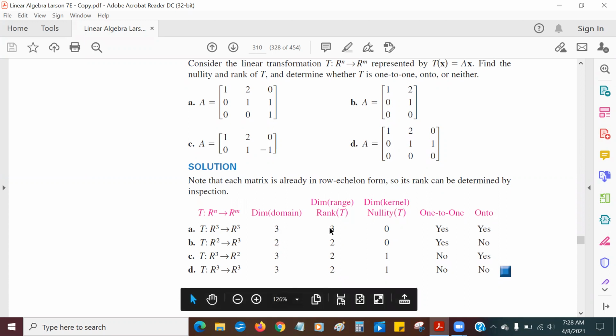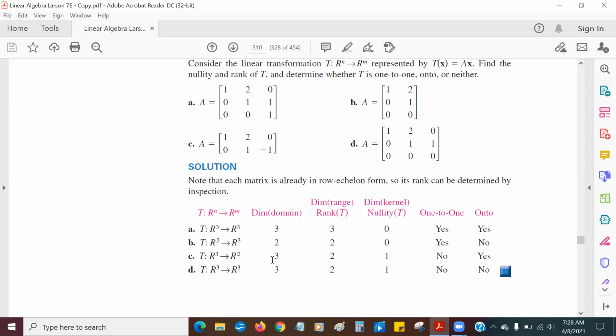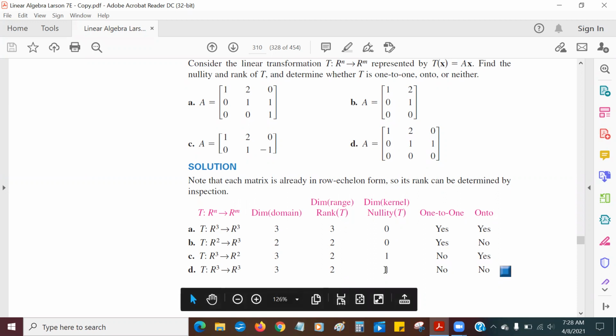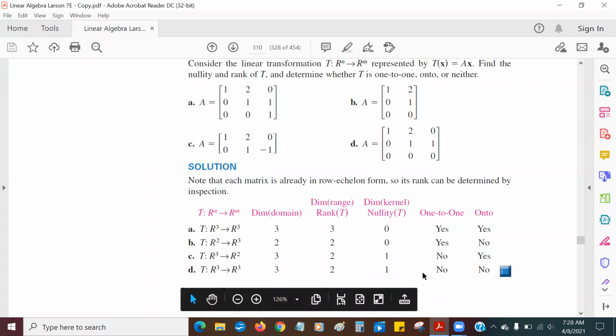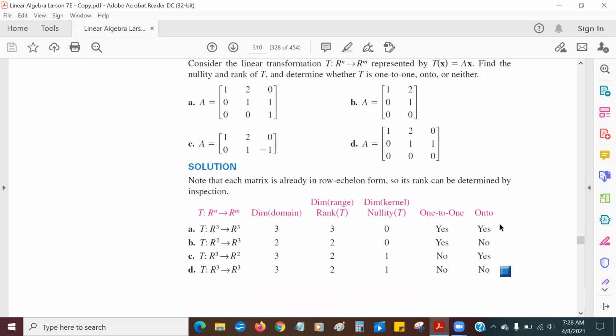Now I just do a little subtraction. 3 minus 3 is 0. 2 minus 2 is 0. 3 minus 2 is 1. And here 3 minus 2 is 1. So in this scenario, A is going to be 1 to 1 and onto. Example B is going to be 1 to 1 but not onto. Example C is going to be 1 to 1 and onto. And example D is not going to be 1 to 1, and it's not going to be onto. So this is an example of neither. So we have all the scenarios here. We have both, we have neither, and we have the two in the middle where it's one but not the other. These all just come from the theorems that we showed, 6.8 and so forth.